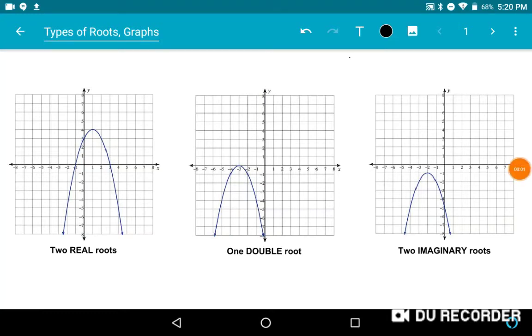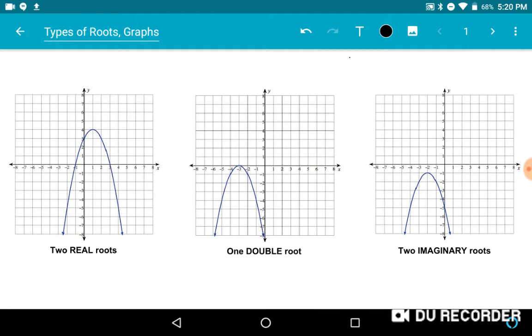All right, let's identify the types of roots by looking at the actual graphs. So here we have three different parabolas, which is a word for a quadratic graph. And all quadratics have two roots. We learned that yesterday. So here we go.